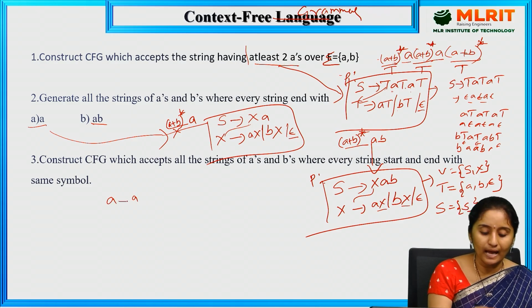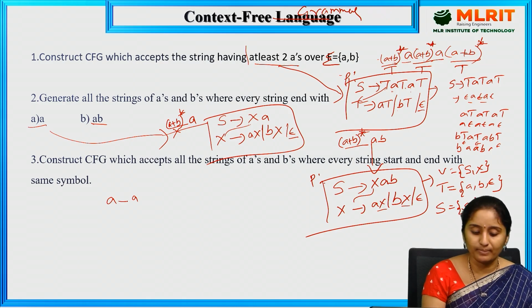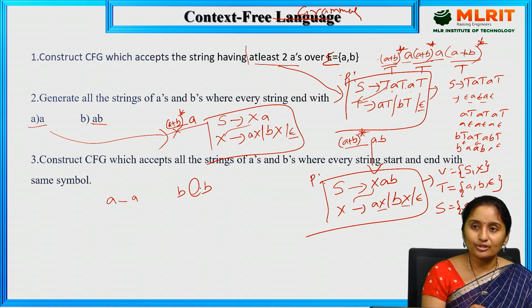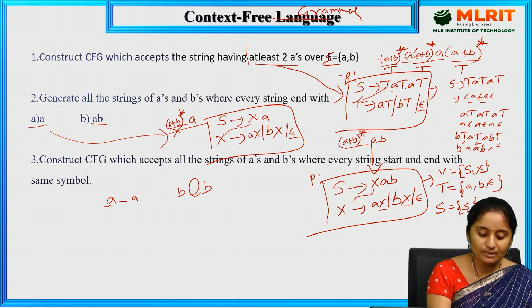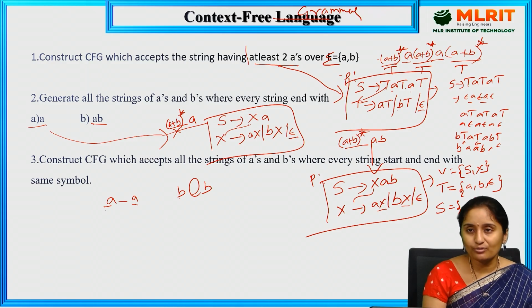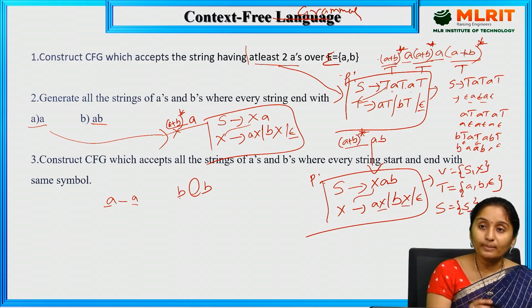In the middle I can have any combination of A's and B's. And the other one is I can start with A, B and it can end with B, but it can have any combination of A's and B's. So the question is this one: it should start with the same symbol and end with the same symbol. If it is starting with A, it should end with A. If it is starting with B, it should end with B. And in between, the combinations of A's and B's can be there. So based on this, we are going to construct the production rule, nothing but the context-free grammar.